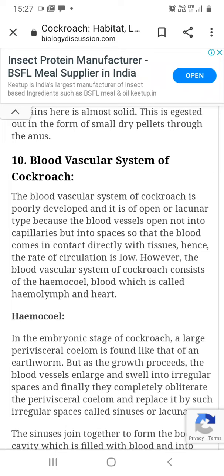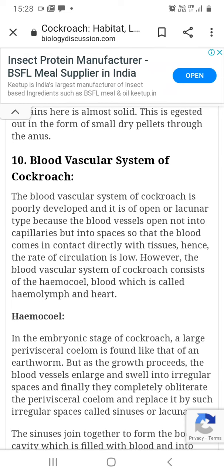Good morning, students. Today I will discuss with you all the circulatory system or the blood vascular system of cockroach. We all know that when we talk of circulatory system, we are talking about specific structures which pump the blood.